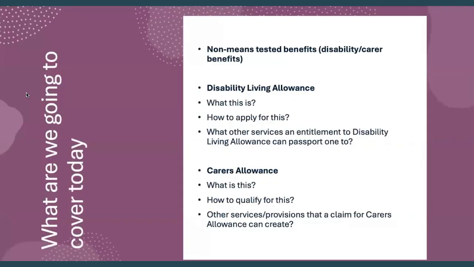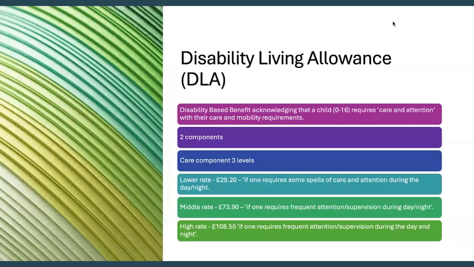But yeah, let's look first of all at disability living allowance. We'll look at these questions. What is disability living allowance? And the equivalent, we'll touch briefly on how that looks in Scotland, just slightly different. How to apply for it, what an entitlement to disability living allowance can also entitle you to. And as Vicky says, we'll have a look at carers allowance as well, and we'll touch briefly on PIP and how to challenge decisions.